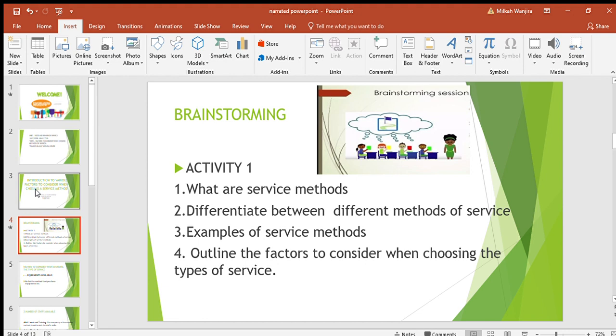So let's go to the differences between the different methods of service and also the examples of the service methods, as you have already said. Then lastly, we shall tackle the factors to consider when choosing the types of service. Anyone with an idea of the factors that we consider when choosing a type of service?